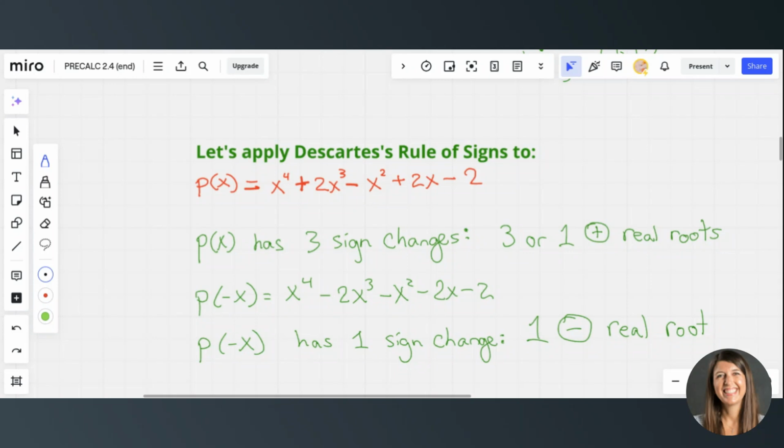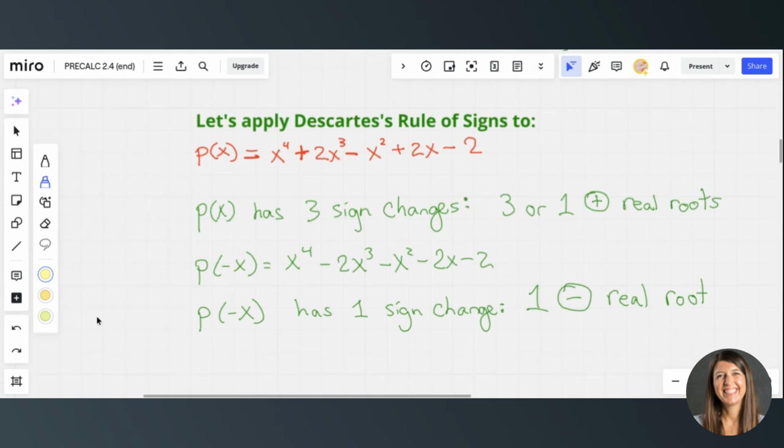We're still going to work with that p of x that I had in orange up top. And we're just going to remind ourselves, we did this in class, Descartes' rule of signs. So if I look at p of x here, and I look at the sign changes of p of x. So I go from positive to positive, so that's not a sign change. But here from positive to negative, I've got a sign change. Then it goes back to positive, and then it goes to negative. So I've got 1, 2, 3 sign changes. So p of x has 3 sign changes. That means I have 3 or 1 positive real roots.